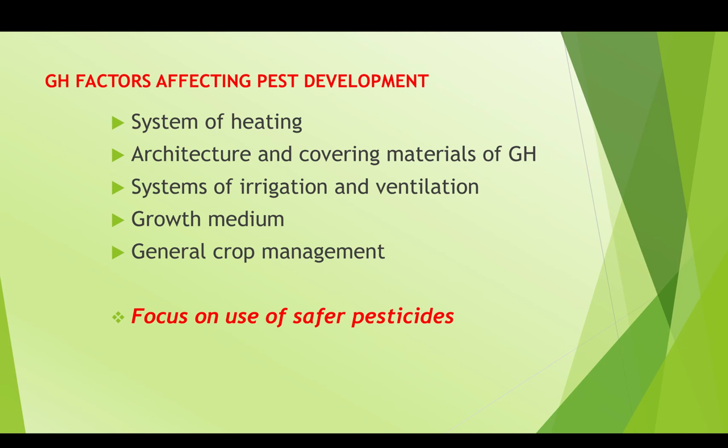Next, coming to the greenhouse factors which affect pest development. Okay, so not only the pest, this will be the same for the disease also. For example, first, system of heating, which type of heating we are using inside, whether it is going to affect the crop or not. Okay, then architecture and covering material of greenhouse. Architecture means the orientation of the greenhouse, then the covering material, whether we are using net house or polyethylene sheets and all. Okay, then system of irrigation and ventilation.